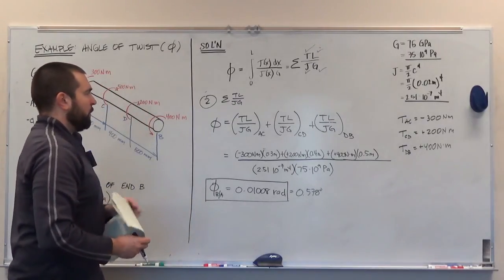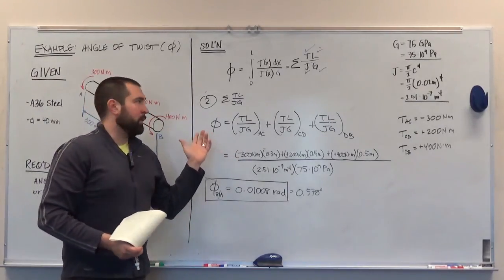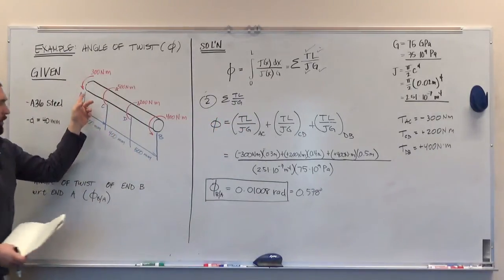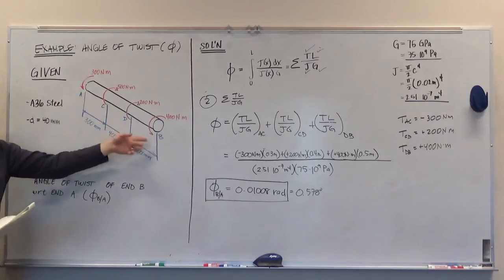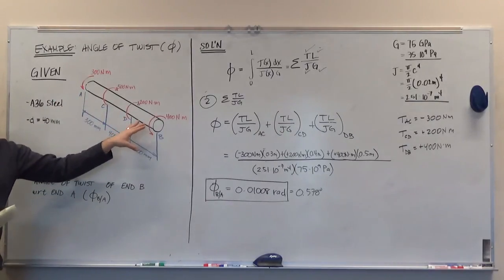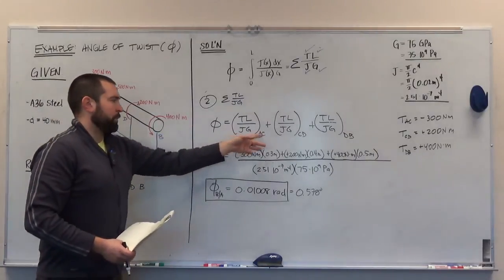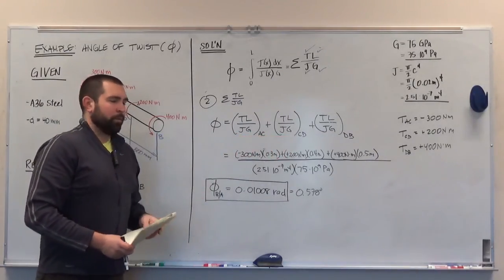Okay, so that's it for this problem. Again, the hardest part is simply the statics of it. Bookkeeping as well too. In this one, it's relatively simple because it's all the same material. It's all the same polar moment of inertia, but we have the tools. It's relatively straightforward to have those values vary for each term. Pretty straightforward stuff.